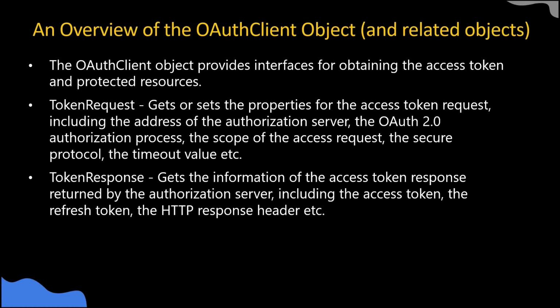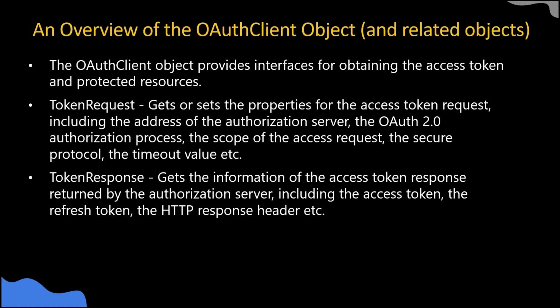Now, two objects we'll look at are the token request and token response. These are going to be the objects that are used to request and retrieve your access token from the server, which will then be used to get the protected information.